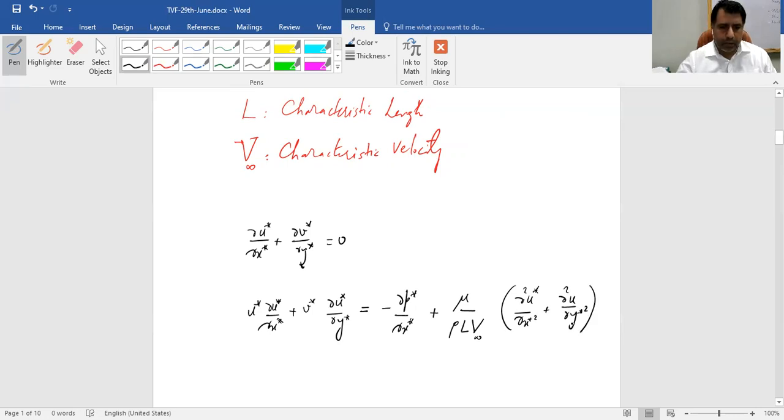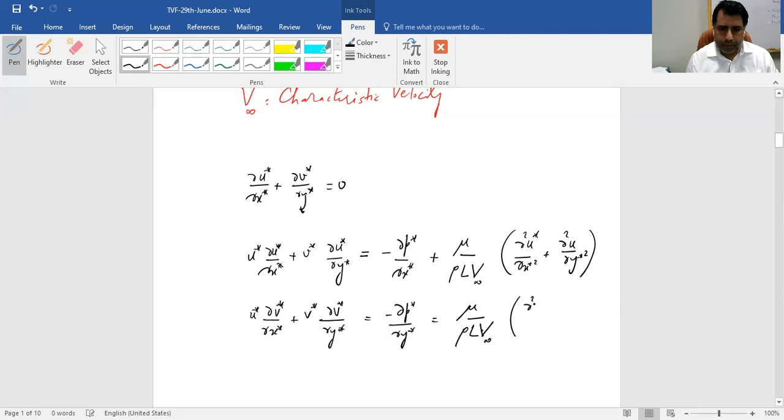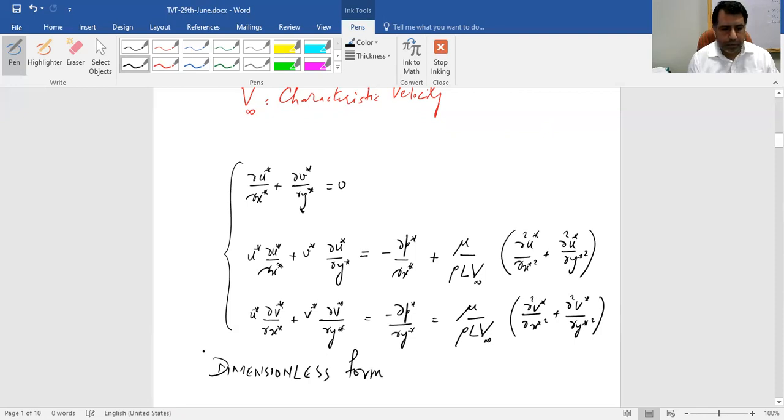So this is the x component, and on similar grounds we can obtain the v component. Here v comes in: u star partial v star by partial x star plus v star partial v star by partial y star is equal to minus partial p star by partial y star plus mu by rho L characteristic velocity V infinity times partial squared v star by partial x star squared plus partial squared v star by partial y star squared. So these are now in dimensionless form. These are non-dimensional equations.